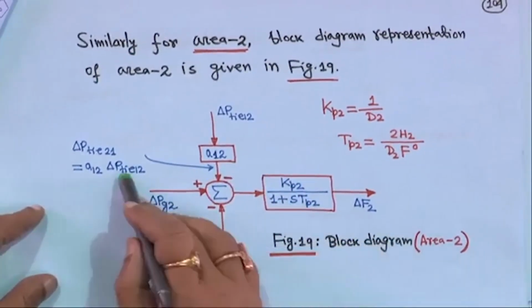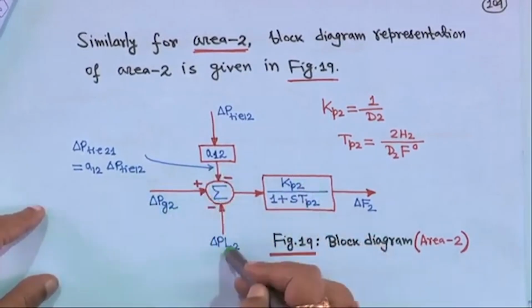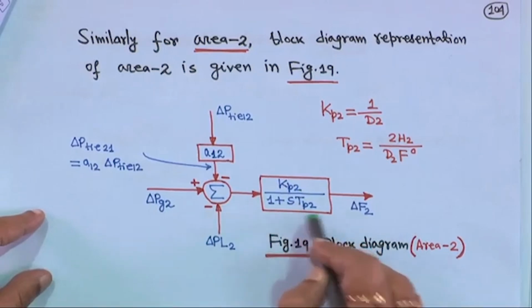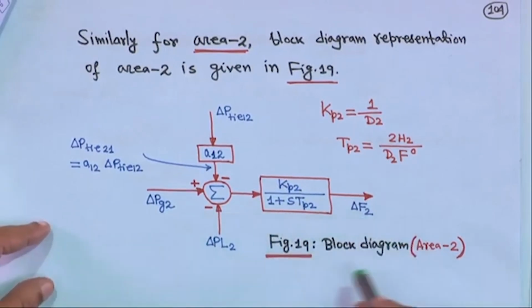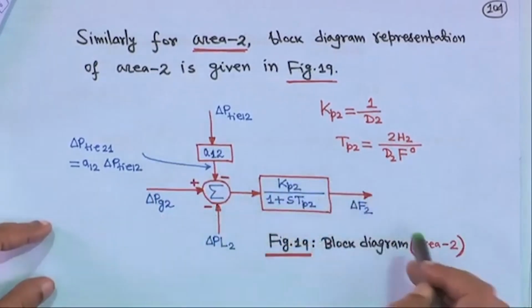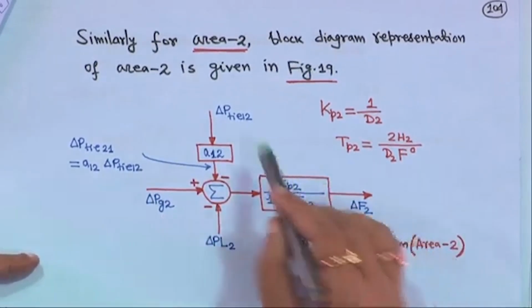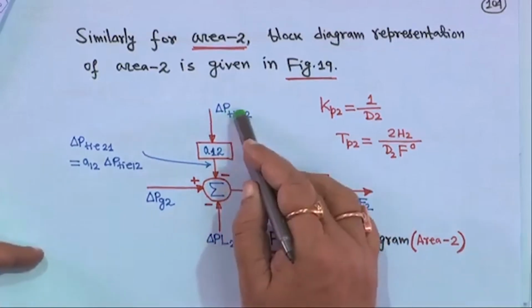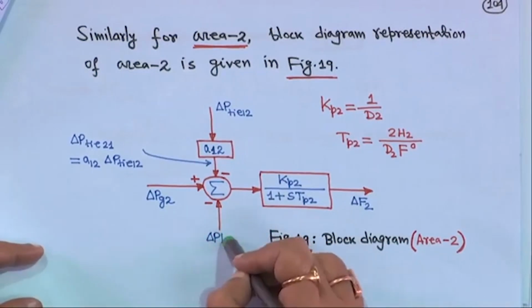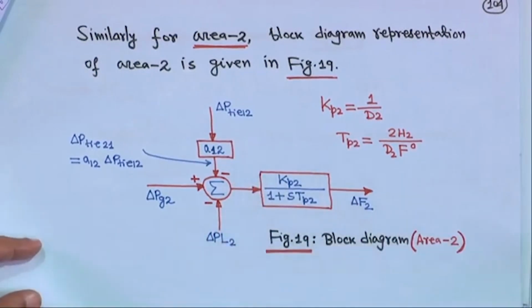So, that is why it is written here. And this is delta Pg2 and this is minus delta P2. So, this is Kp2 upon 1 plus S Tp2, that is delta F2. This is actually figure 19, this is the block diagram portion of area 2. So, this is power system, this is tie power, we will see from where it is coming, and this is delta Pg2 and this is minus delta P2, right.